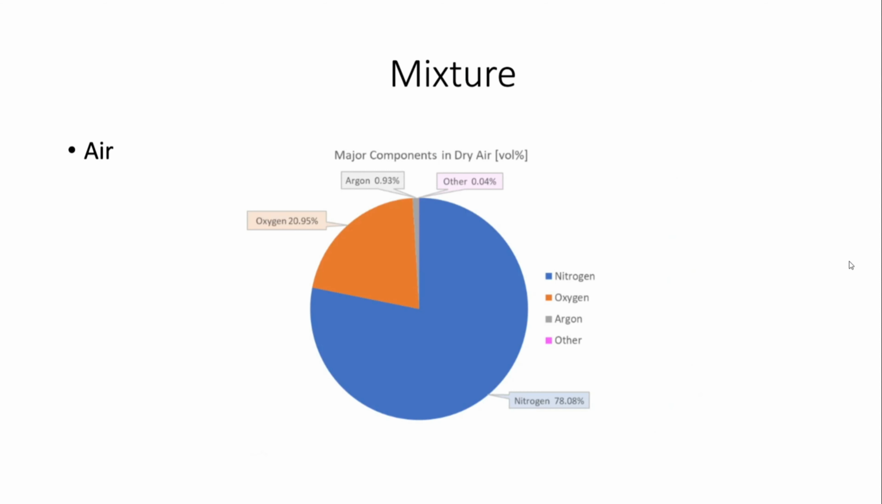Now comes the second topic, which is mixtures. It is basically the opposite of pure substances. Mixtures are a type of substance in which different types of molecules and atoms are mixed in equal proportion. Friends, we have just learned the definitions of mixtures, pure substances, etc.